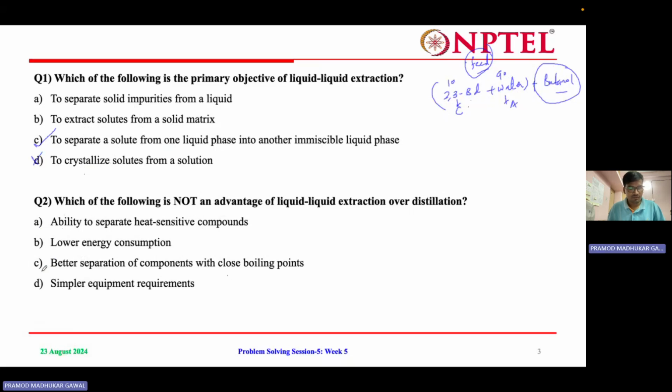Yes, that is possible in liquid extraction. D, simpler equipment requirements. This is not an advantage of liquid extraction, because for a single stage it is simple, but liquid extraction has various steps, and if you go to multiple stages it needs complex equipment. So option D is not an advantage of liquid extraction over distillation. So option D is correct.